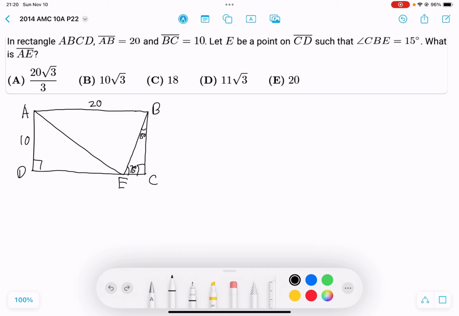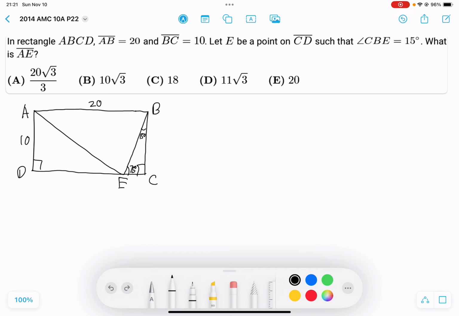So then maybe I can use the fact that this is a 15, 75, 90 triangle to find out EC. If I find out EC, this is just 20 minus EC, and this is 10. And then I can use the Pythagorean theorem to find out AE. So let's try and find out EC.